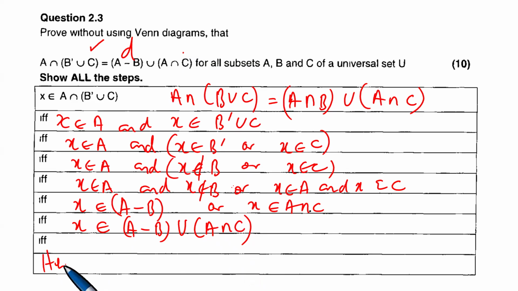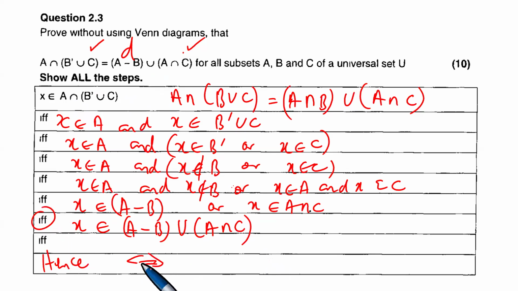Hence, in the end, you would have proven this particular property. In other words, we have shown that whenever X is an element of A intersection (B complement union C), it is exactly an element of (A minus B) union (A intersection C), and vice versa, because of the if and only if.